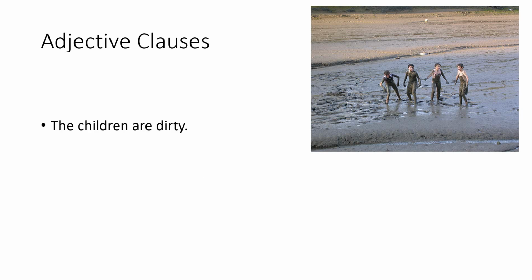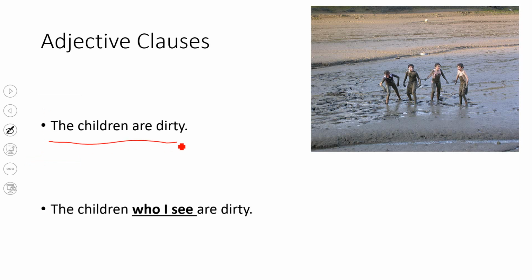Adjective clauses. You can see in this picture, the children are dirty. The children are dirty. The children who I see are dirty. In the second sentence, who I see is an adjective clause that gives some extra information about the children, or it identifies which children I'm talking about. Let's look at how to form sentences with adjective clauses.